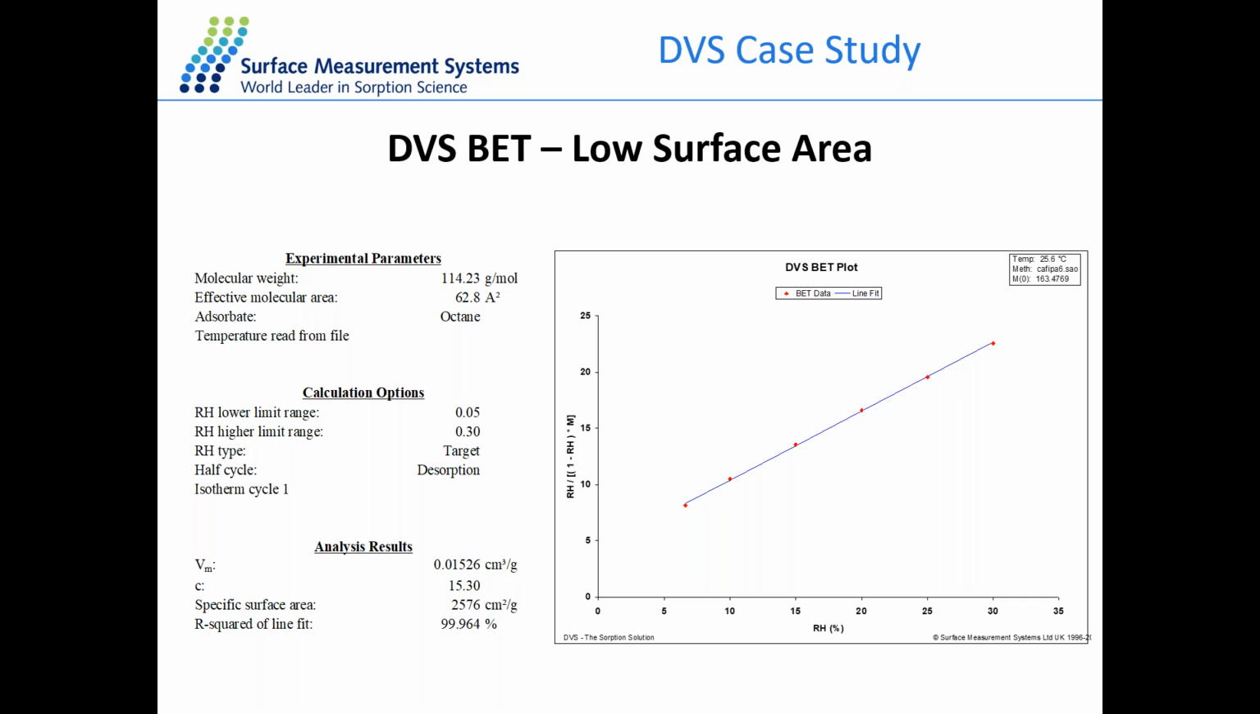And with the DVS technique, we can also measure some very high surface area materials like zeolites or silicas, with surface areas above hundreds or thousands of square meters per gram.